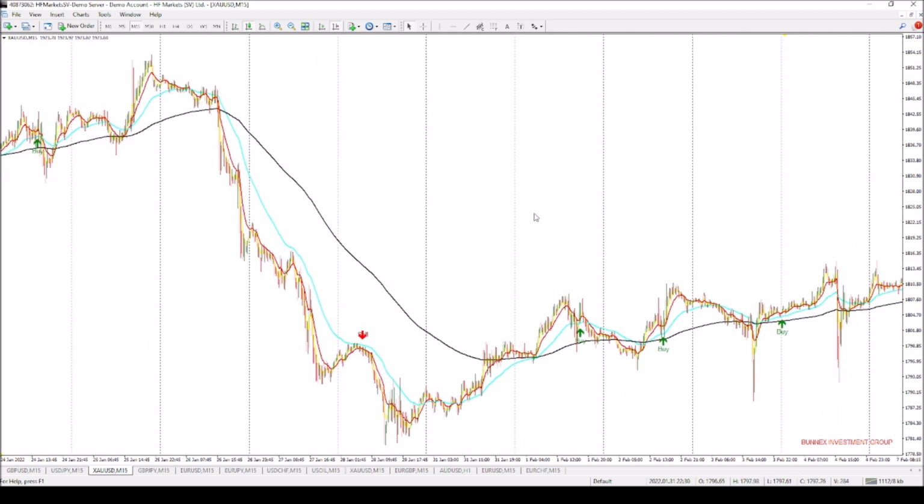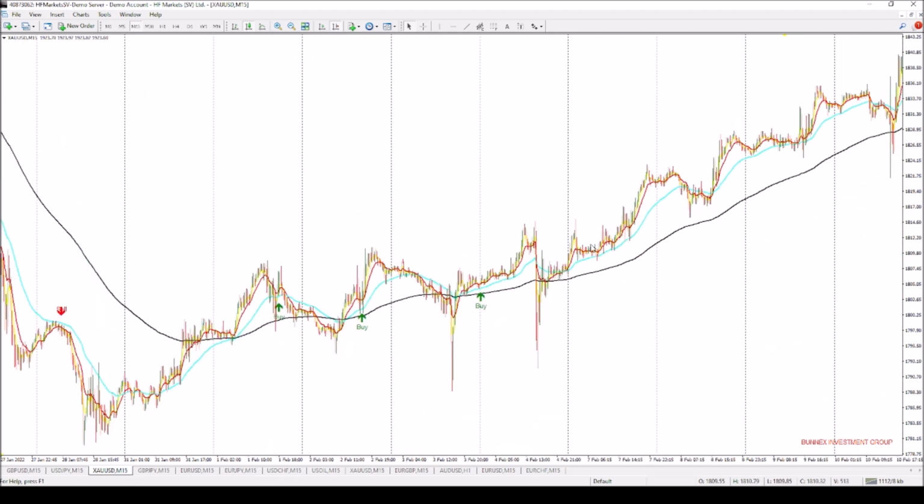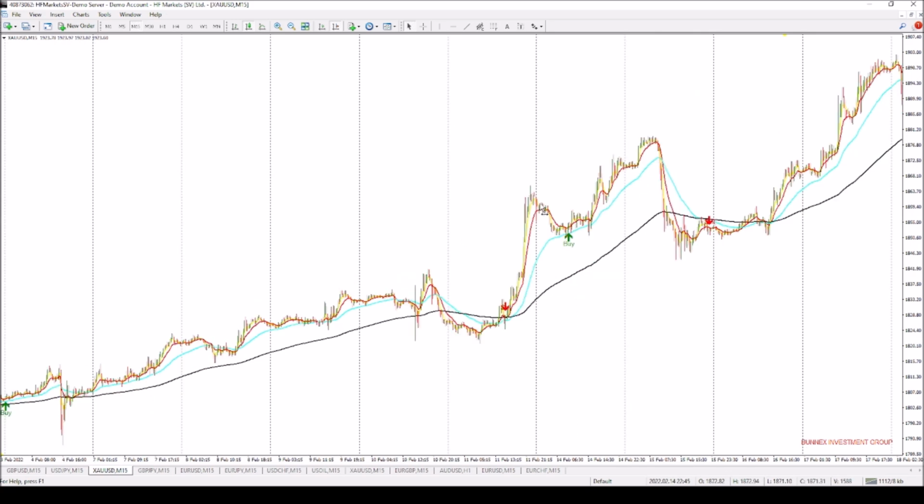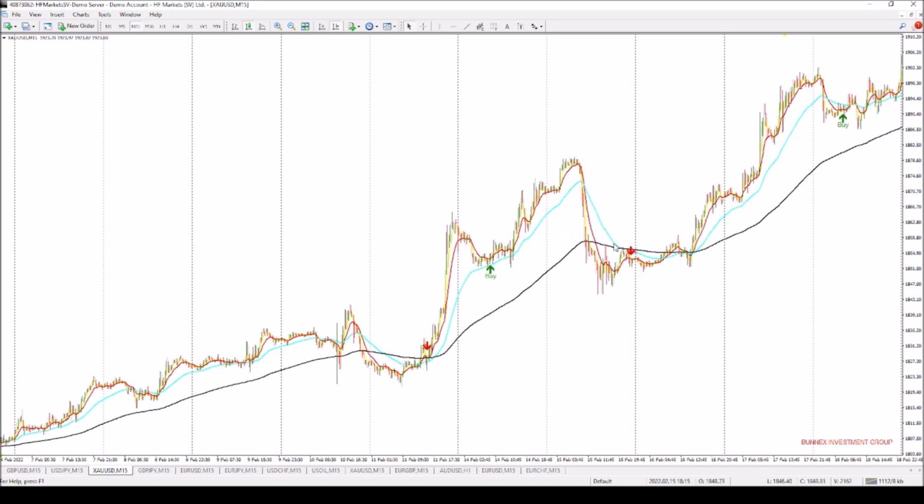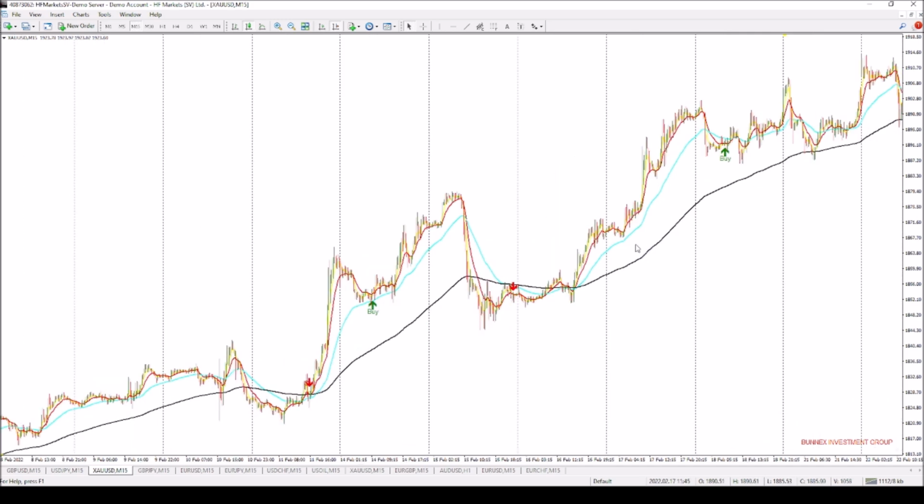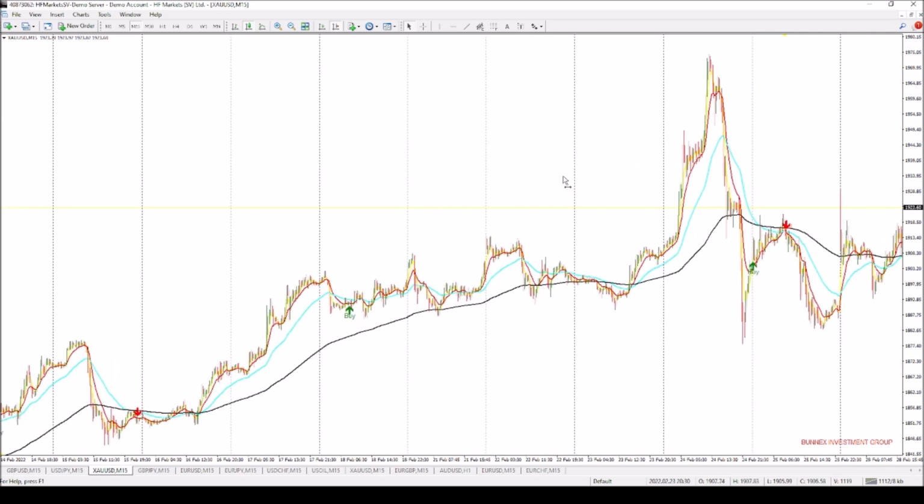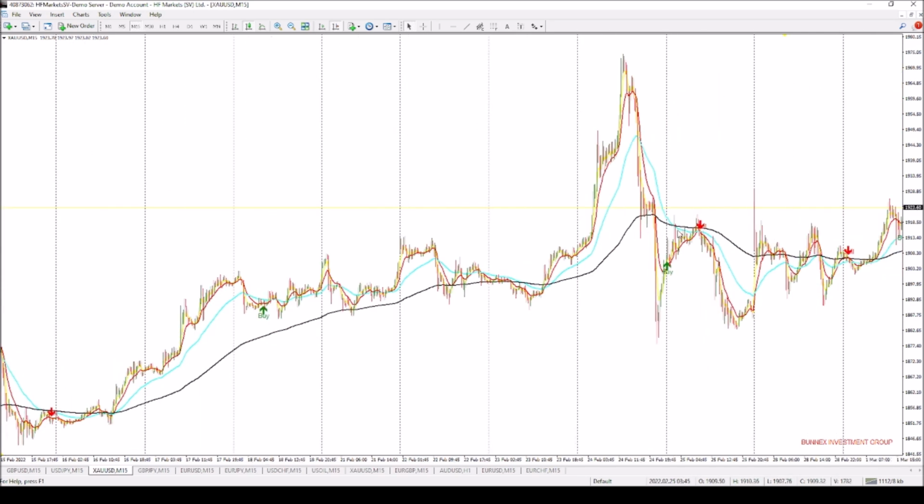Same day, this was valid because the signal fired actually after this crossover. So we need to be validating these crossovers as we go. Signal valid. Why? Because the crossover was the day before. In this case, the signal was not valid. Why? Because there was this crossover on this day. In this case, signal valid because we had a crossover. The market went our direction. In this case, this was not valid, although it went our direction.